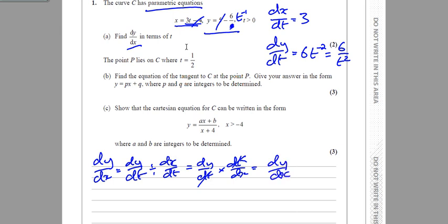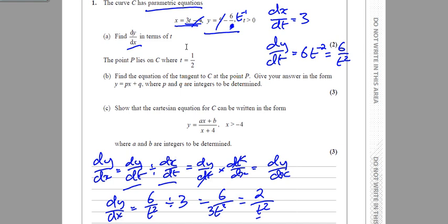So just a reminder, we've got to do dy by dt divided by dx by dt. So that's going to be dy by dx equals 6 over t squared divided by 3. So 6 over t squared with the 3 on the bottom, which goes to 2 over t squared. So that's it, that's dy by dx.